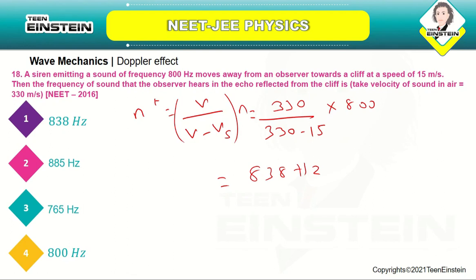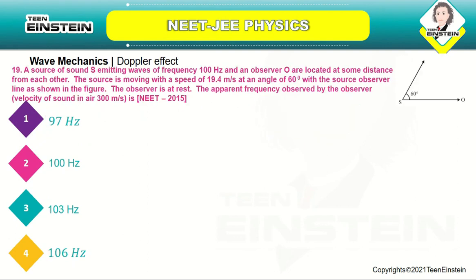Okay, so it's a very simple substitution of the formula. n dash equal to v by v minus vs into n, and the v value you know is 330 and the vs value is 15. That's what they have given, and the frequency is 800. So you are substituting it here and solving it. You will be getting the frequency value as 838 Hertz. So the correct answer is option number 1. Okay, so let us move on to the next question.